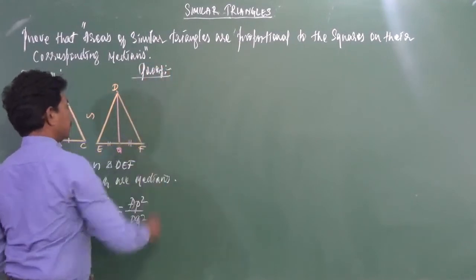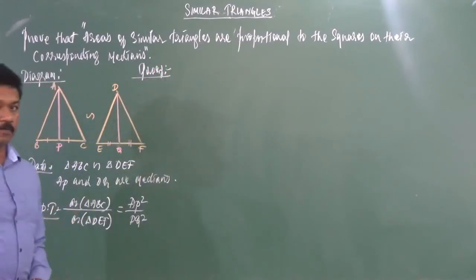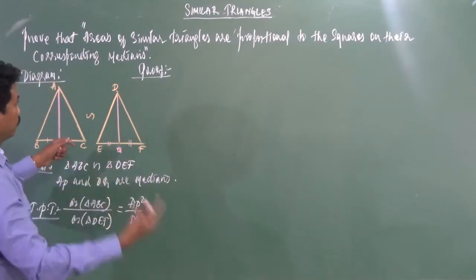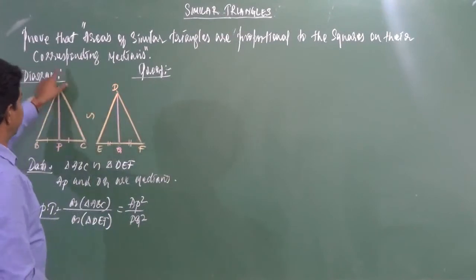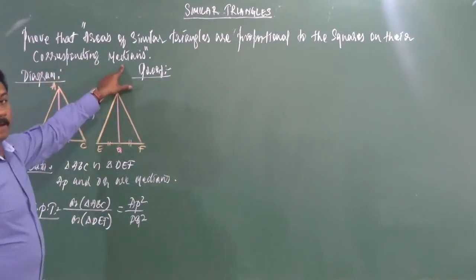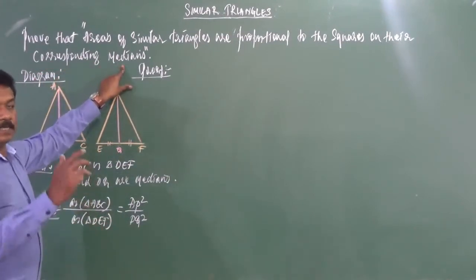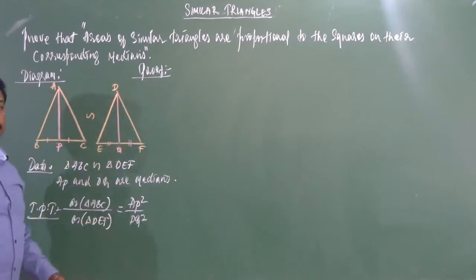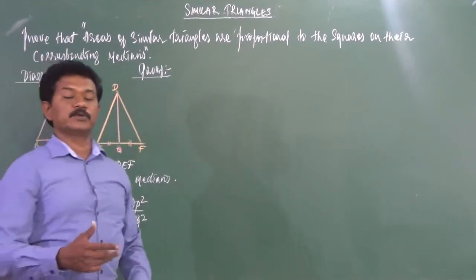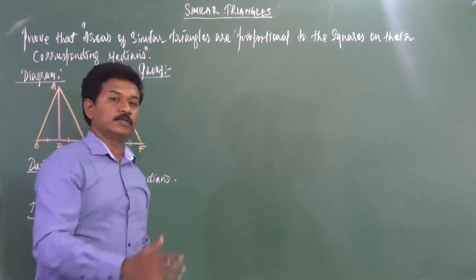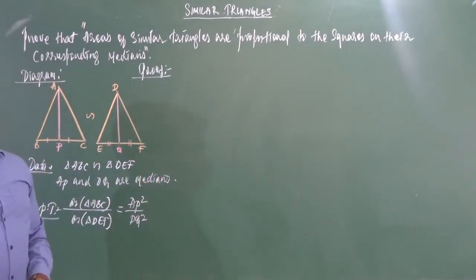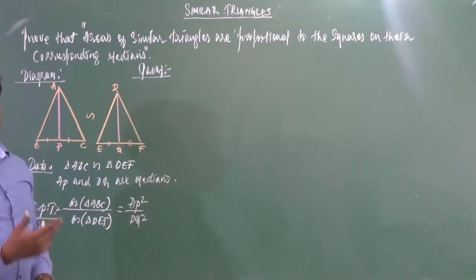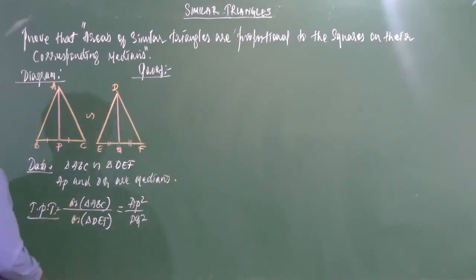You have to practice this well. One homework I am giving you at this point. Prove that areas of similar triangles are proportional to the squares on their corresponding altitudes, instead of medians. This was also a question asked in one of the examinations in the Karnataka state syllabus in previous years, right? So okay.